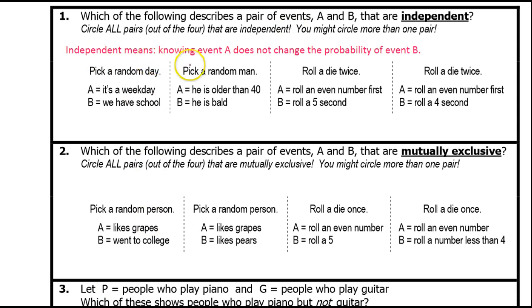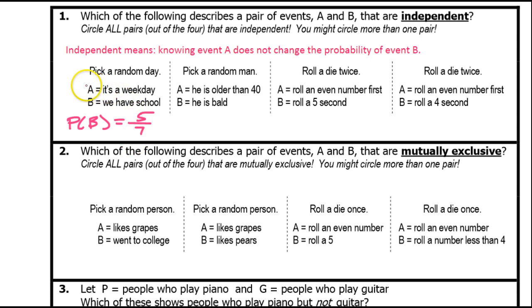So independent means that knowing event A does not change the probability of event B. So let's say event A is it's a weekday and event B is we have school. Now, we have school 5 days a week. So if I just asked you what's the probability of event B, that we have school, you would say that is 5 out of 7, right? 5 school days out of a total of 7.